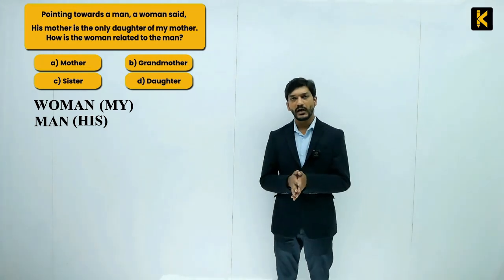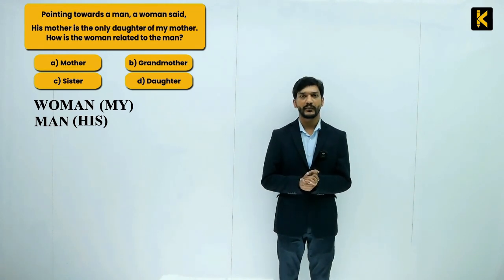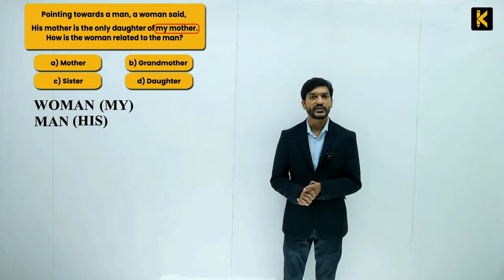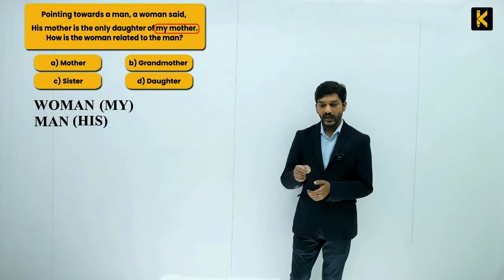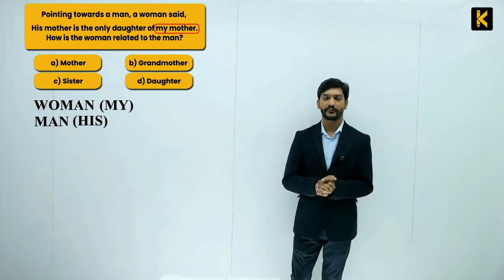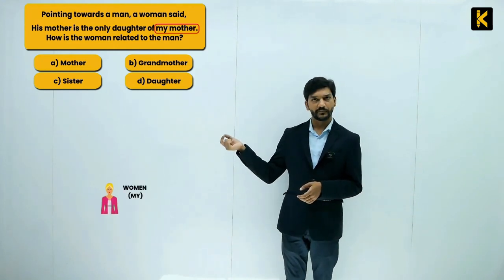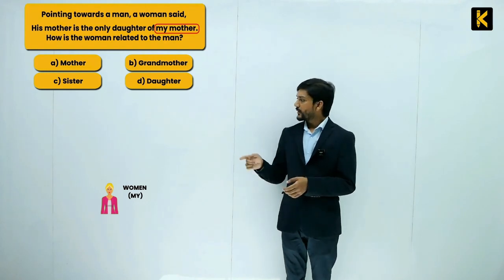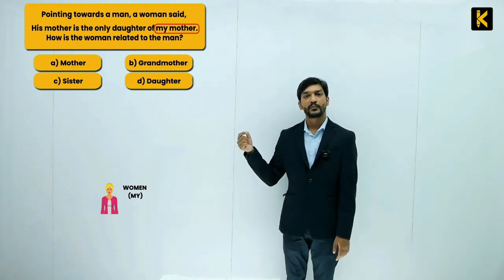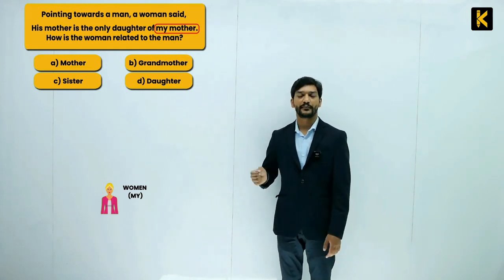Alright, now whatever statement is given, we have to start from the ending. So in the ending, what is mentioned? It is mentioned that my mother. So first I will target this my mother. So my means the woman. So let me write woman and let me show a woman. Now this woman is talking. This woman made the statement. So the word my is used for this woman.